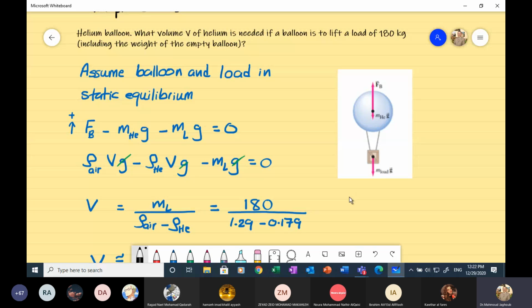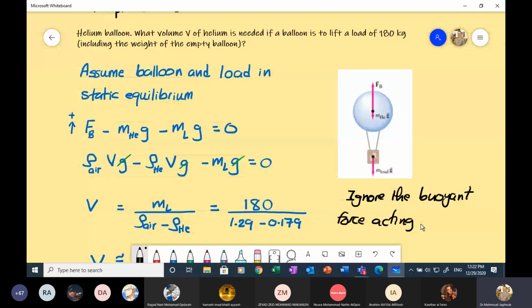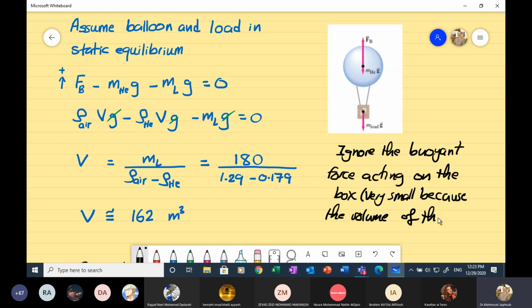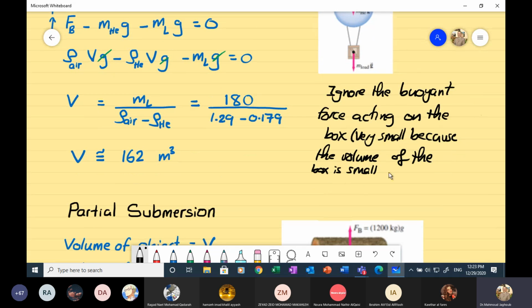Okay, فهون I will just add ignore, just in case somebody ignore the buoyant force acting on the box. Even if you calculate it, it would turn out to be very small. طيب ليش احنا we ignore it? It's too small, very small. يعني هذا more explanation, because the volume of the box is small. يعني حجم الصندوق صغير and the density of air is small too.